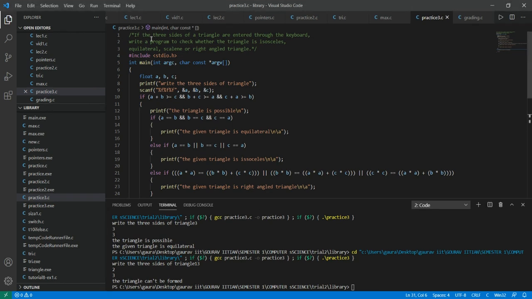Okay, so here we are. I have written the code for the three sides of a triangle, where we have to take input from the keyboard and then determine whether it is isosceles, equilateral, scalene, or a right angle triangle.